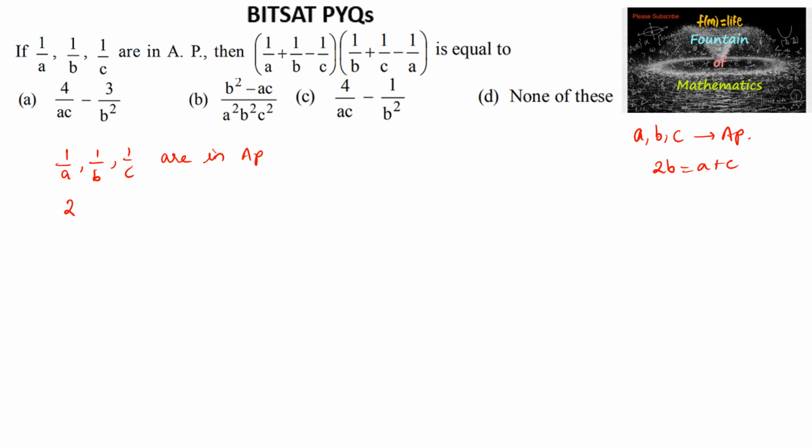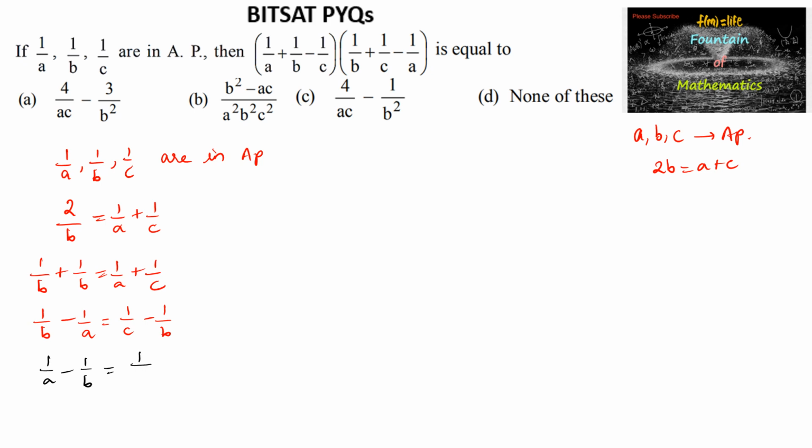So let us write 2 times 1/b is equal to 1/a + 1/c. Or we can also write 1/b + 1/b = 1/a + 1/c. Or we may also write 1/b − 1/a = 1/c − 1/b. Or we may also consider 1/a − 1/b = 1/b − 1/c. Depending upon the situation and what is required, you may use it.